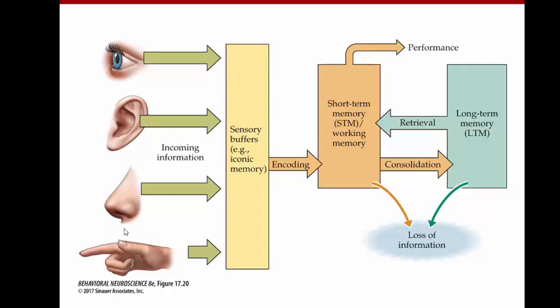So there you go. All right, so what you have here is just sort of a picture of the Atkinson and Shiffrin model, this model with sensory memory, short-term memory, and long-term memory.